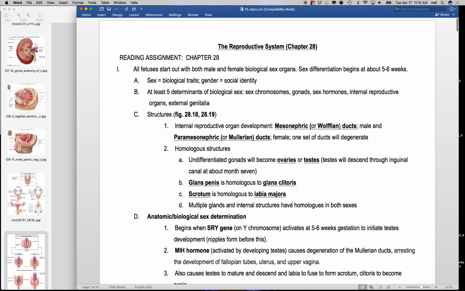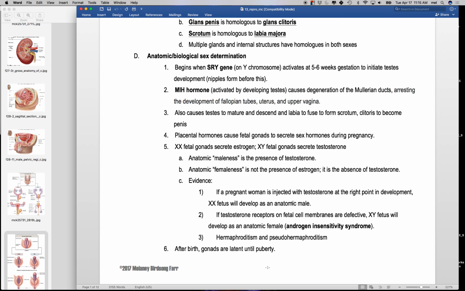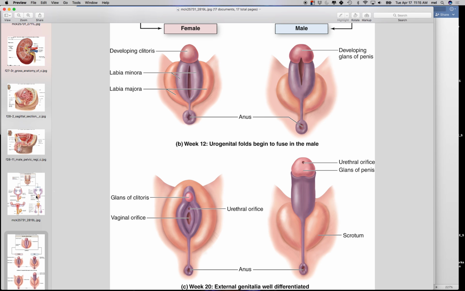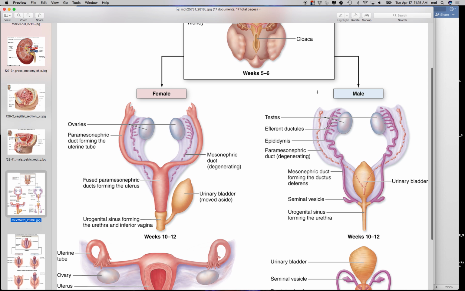All right, so at about 5-6 weeks post-implantation, the Sry gene turns on, right? And it tells the undifferentiated gonads that you are on the path to becoming testes, right? And then, activated by the developing testes, you actually activate another hormone called MIH, Mullerian inhibiting hormone, that causes degeneration of the female ducts.